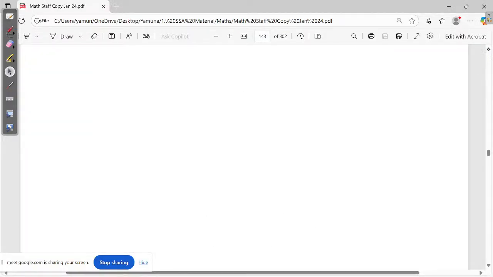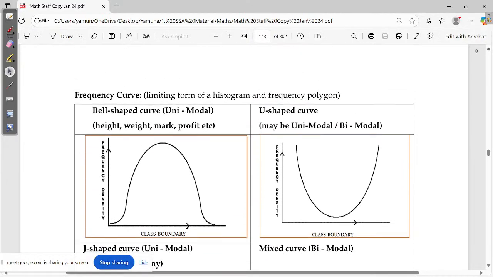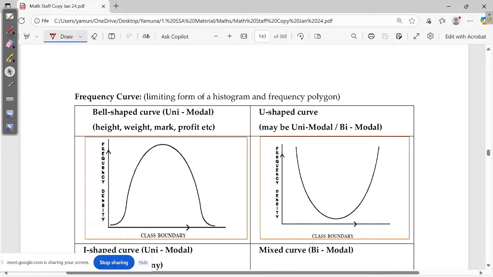Things to be noted. How many modes will you have here? Single mode. What do you mean by mode? The peak of the curve. Single mode. U-shaped: you may have single mode or sometimes bimodal. No trimodal. Trimodal means what? You cannot have two equal points, right?